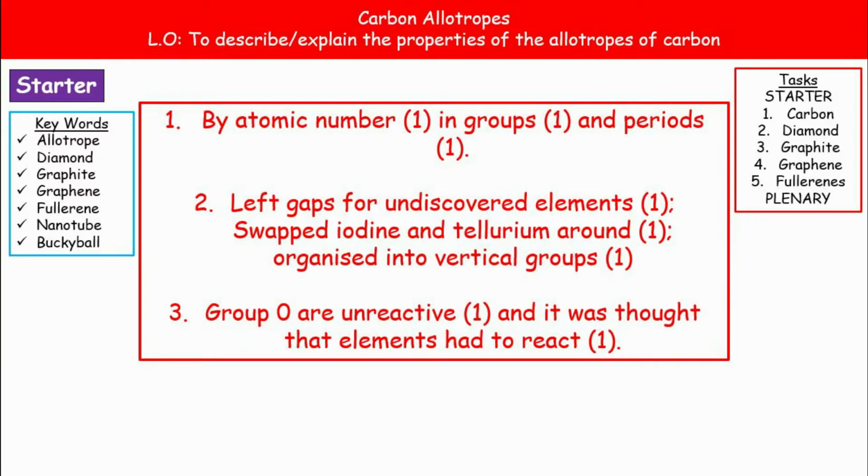Question 2, you can have any 2 of the following. He left gaps for undiscovered elements, he swapped iodine and tellurium around, and he organised the elements into vertical groups. So up to 2 marks for that one.